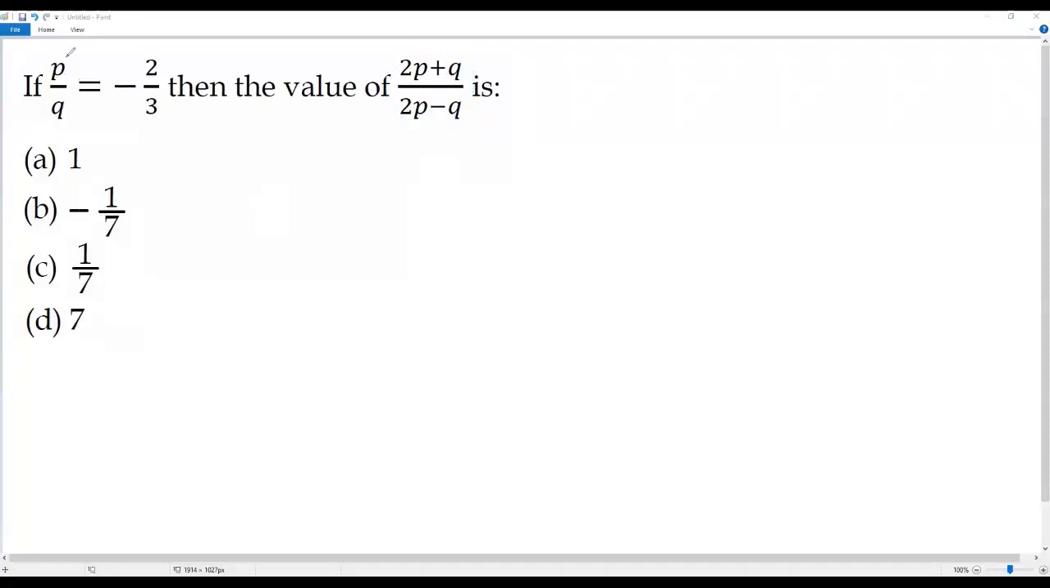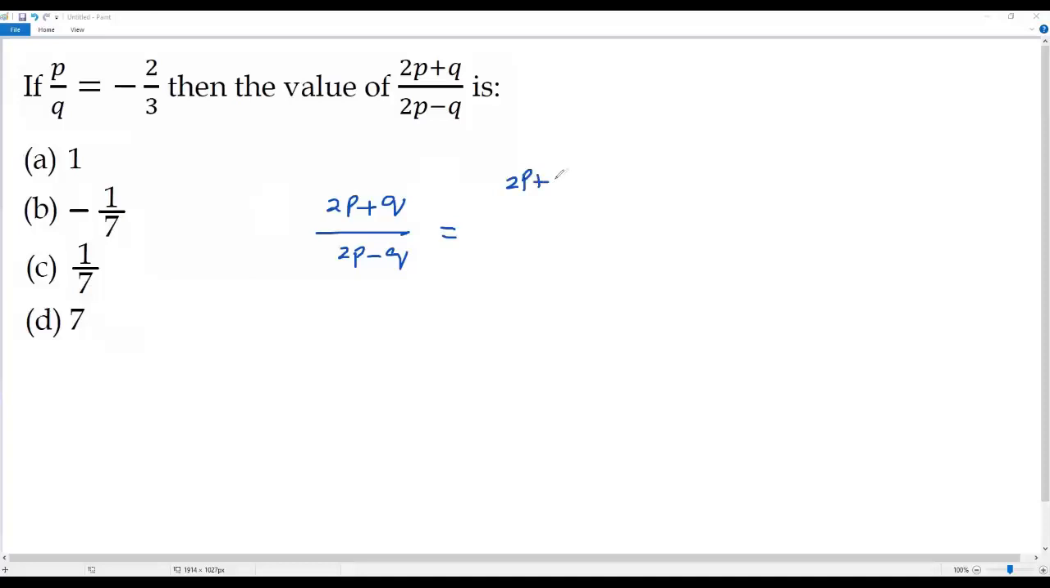Since we have the value of P over Q, I have to get the term P over Q in this expression. So let me write the given expression, (2P + Q) over (2P − Q). To get the term P over Q in this expression, I'm going to divide both numerator and denominator by Q. In a fraction, whenever I divide both numerator and denominator by the same non-zero number, the value of the fraction will never change.